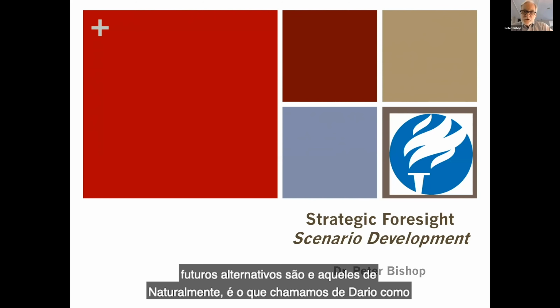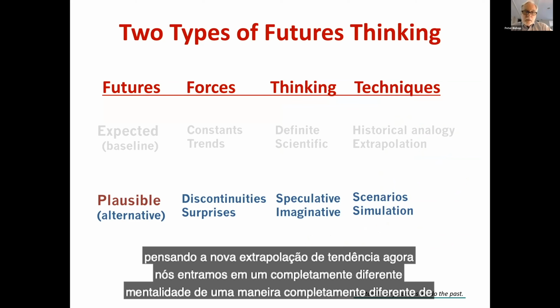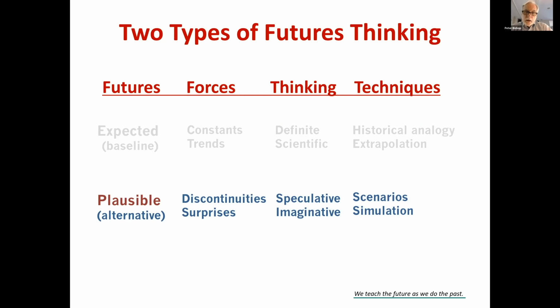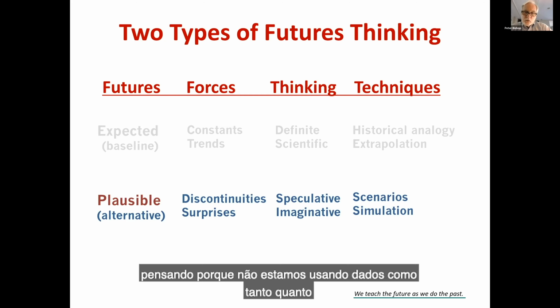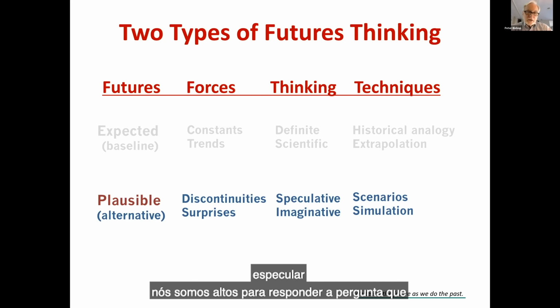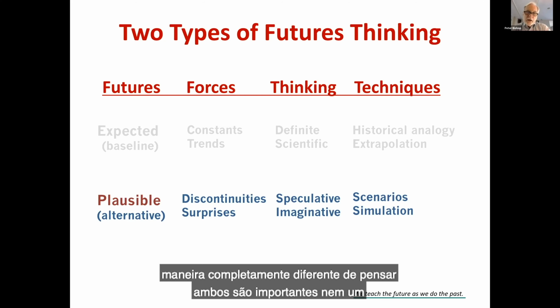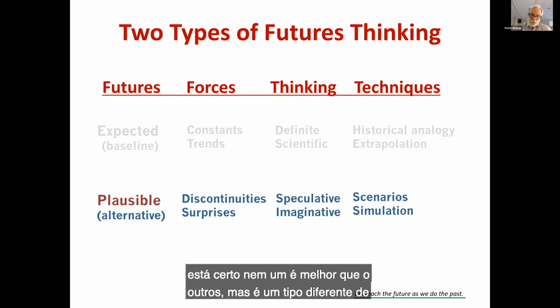As I said, the expected future is pure social science. It's linear thinking, the end of trend extrapolation. Now we get into a completely different mindset, a completely different way of thinking, because we're not using data as much as we were before, and we're bringing in more of our imagination. We are allowed to speculate. We're allowed to answer the question, what if this or what if that, which may happen or may not happen. So it's a completely different way of thinking. Both of these are important. Neither one is right. Neither one is better than the other.